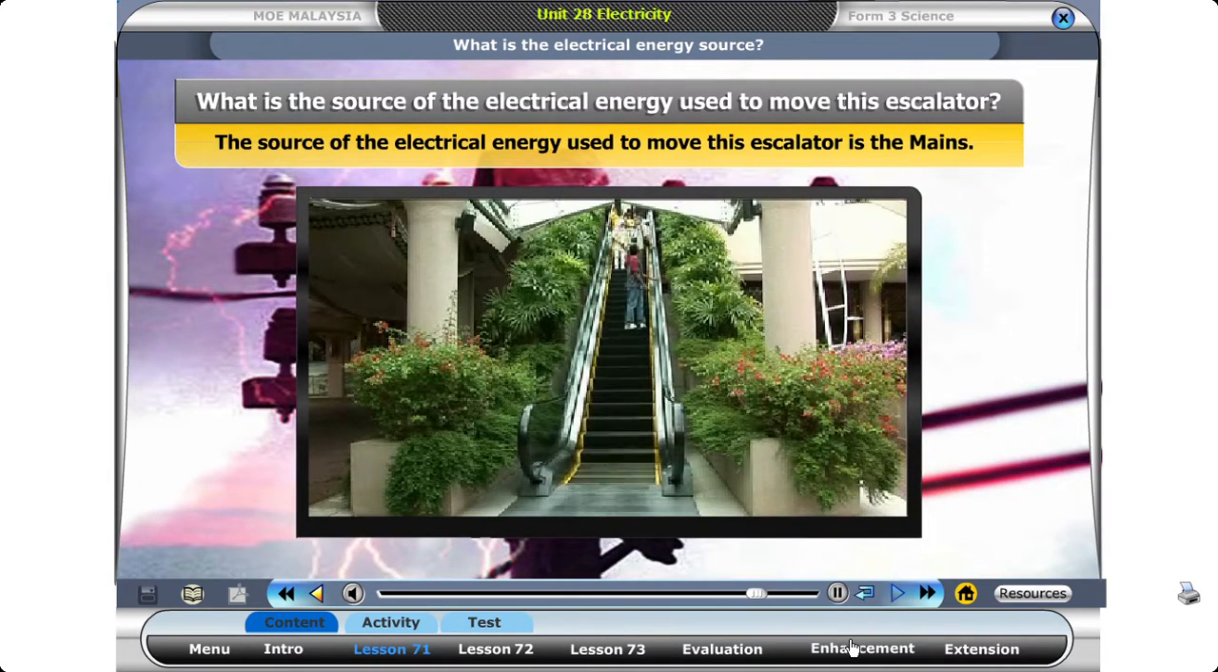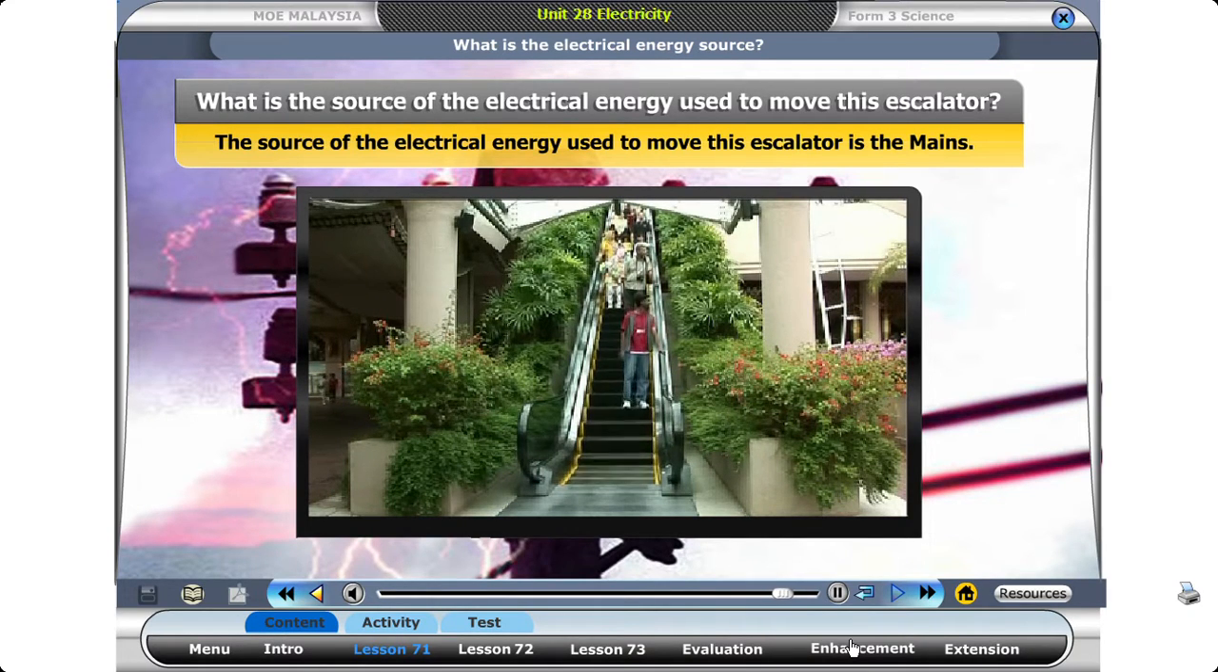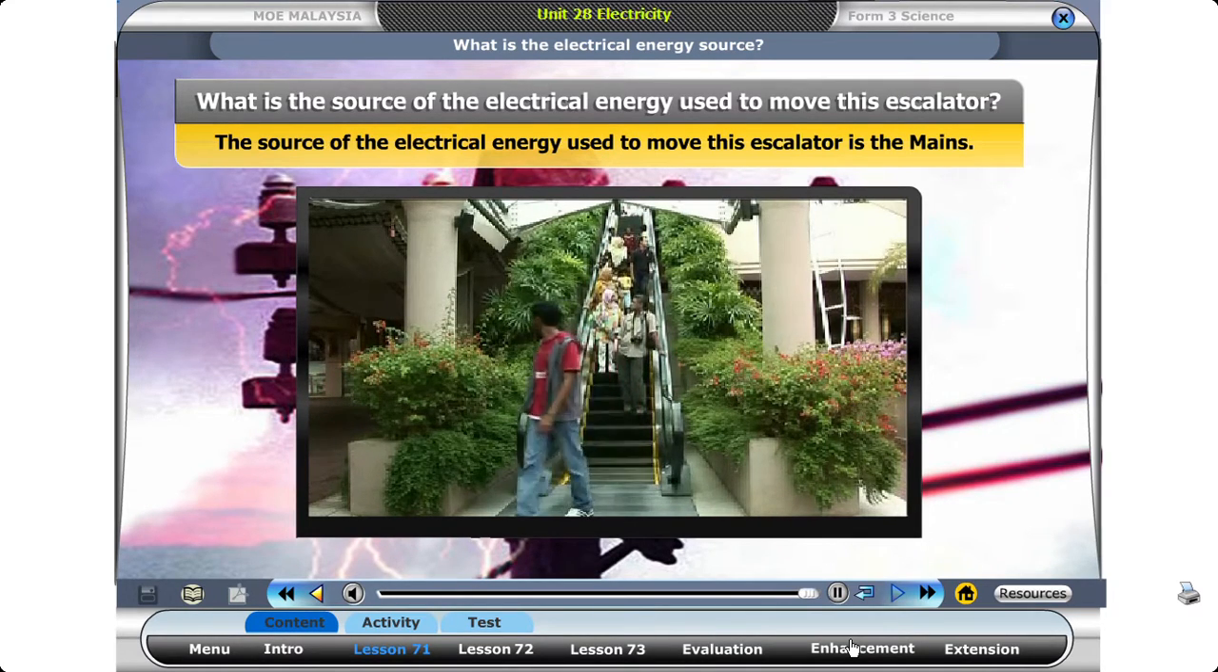Let's look at the question again. What is the source of the electrical energy used to move this escalator? The source of the electrical energy used to move this escalator is the mains.